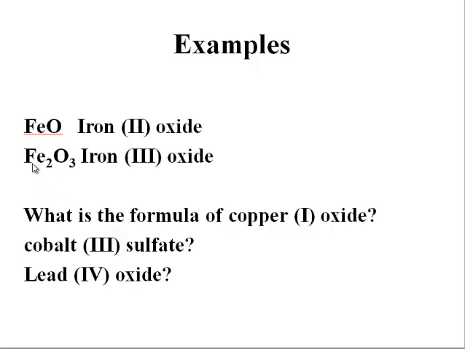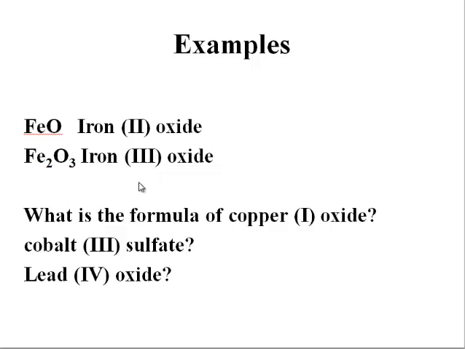Likewise, if a compound has the formula Fe2O3, 3 oxides would provide a charge of -6. Therefore, there must be 6 positive charges, which means each of these 2 irons must have a +3 charge. The name of this is iron 3 oxide. The 3 indicates the charge of the iron, not that there are 3 oxygens.